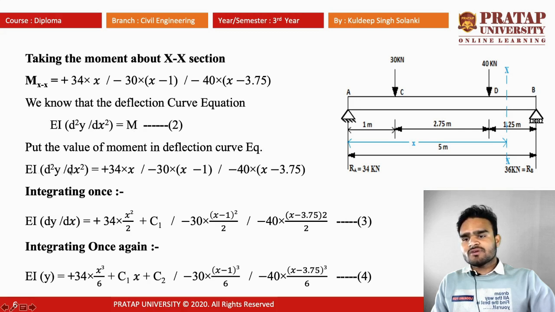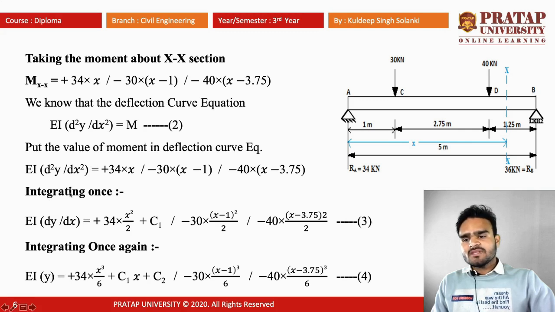EI d²y/dx² is equal to M, and the value of M is this whole expression: 34x − 30(x − 1) − 40(x − 3.75). Now, integrating this equation once, we will get the equation of slope, and integrating it a second time, we will get the equation of deflection.